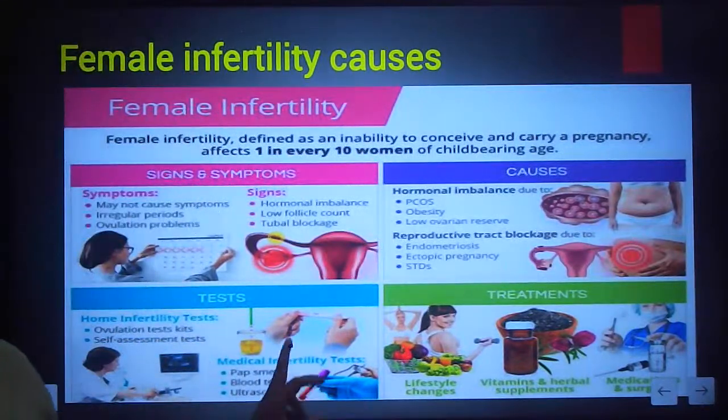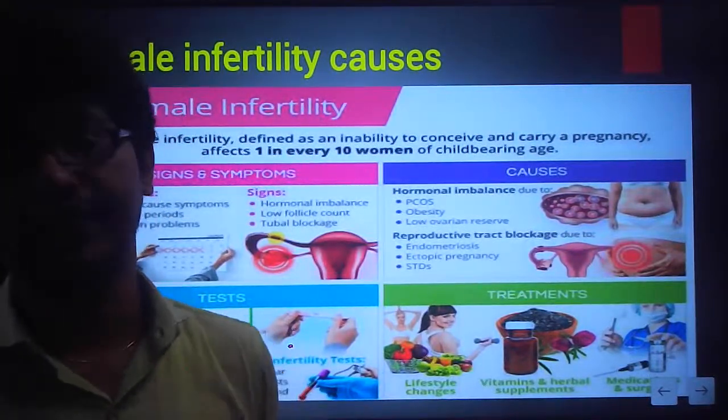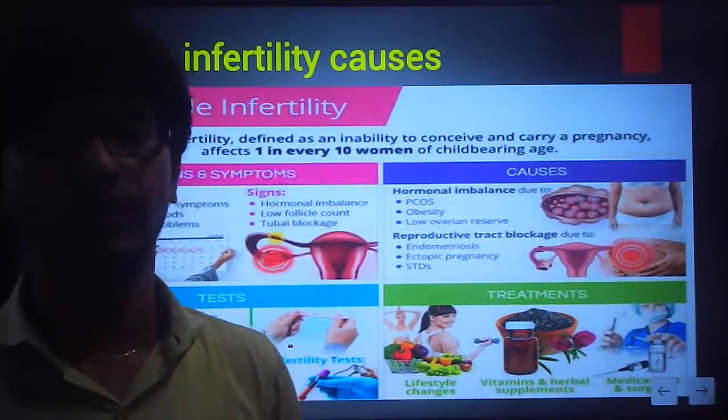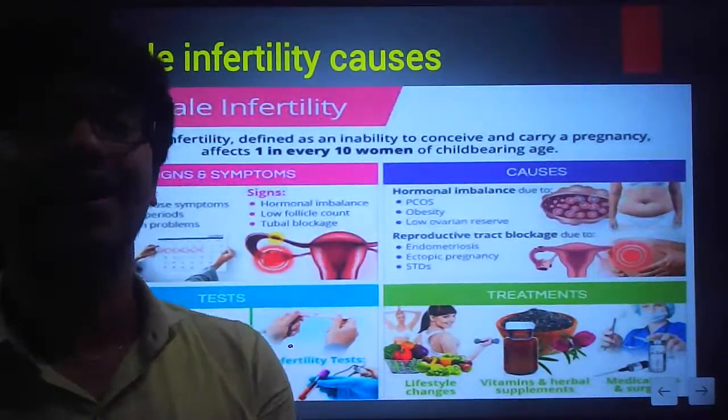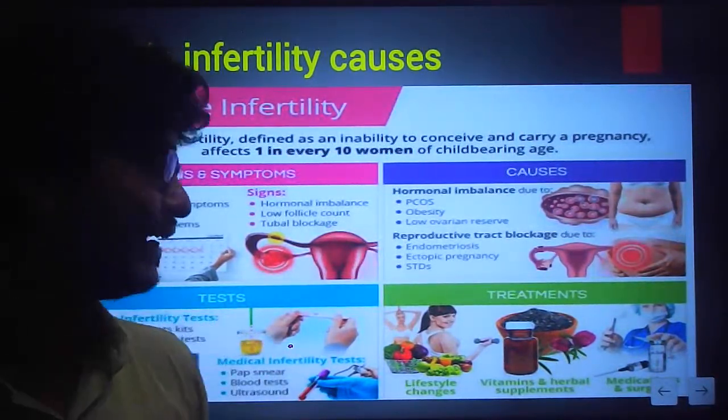So these are the tests actually they do. Okay, this HCG stands for human chorionic gonadotropin. Exactly, human chorionic gonadotropin. This is one of the hormones which confirms the woman is pregnant.